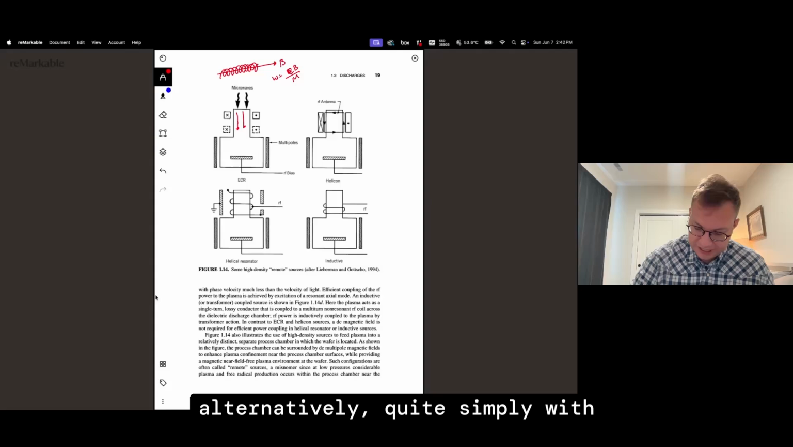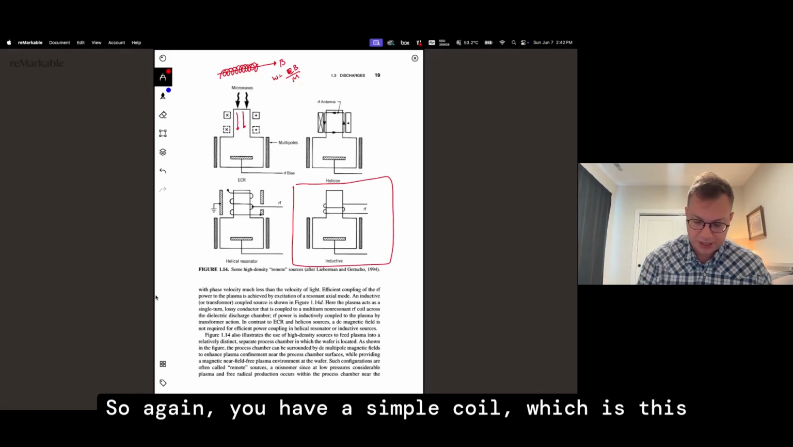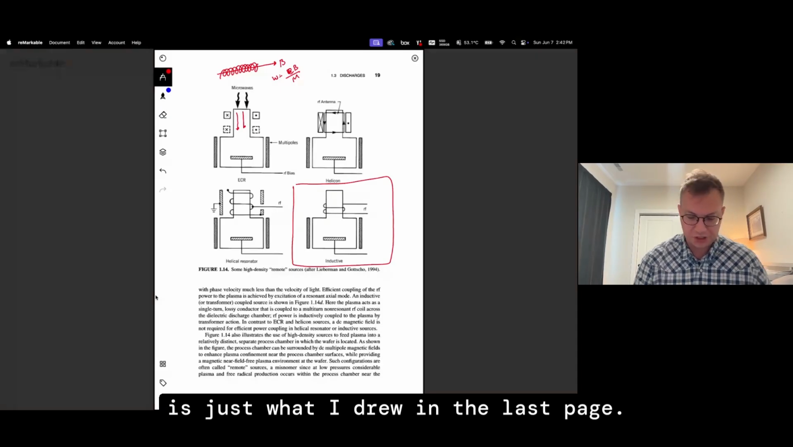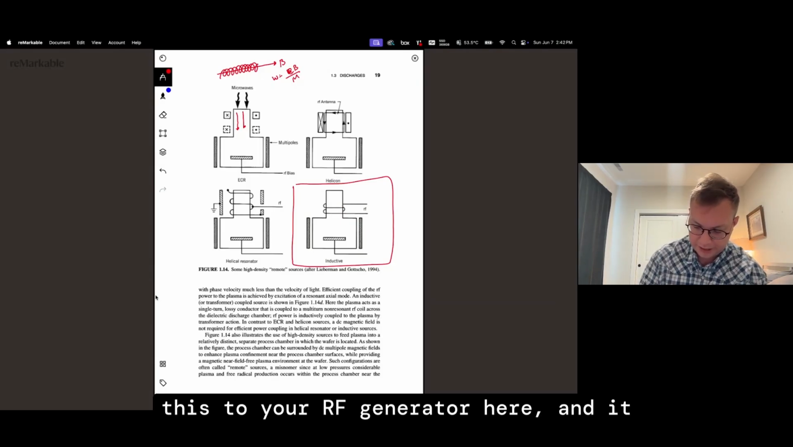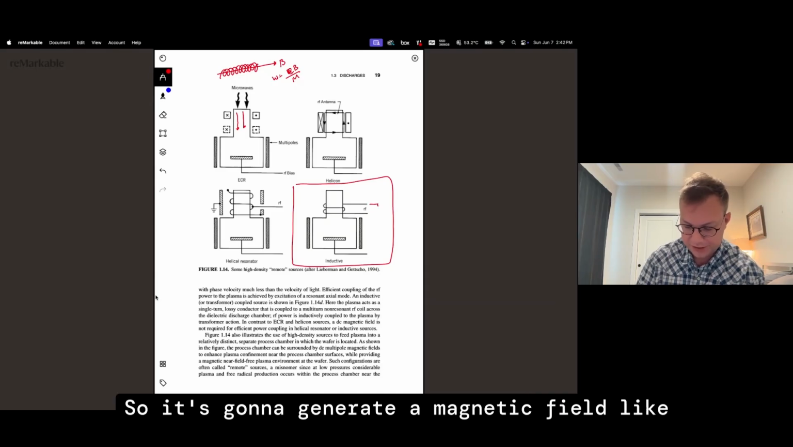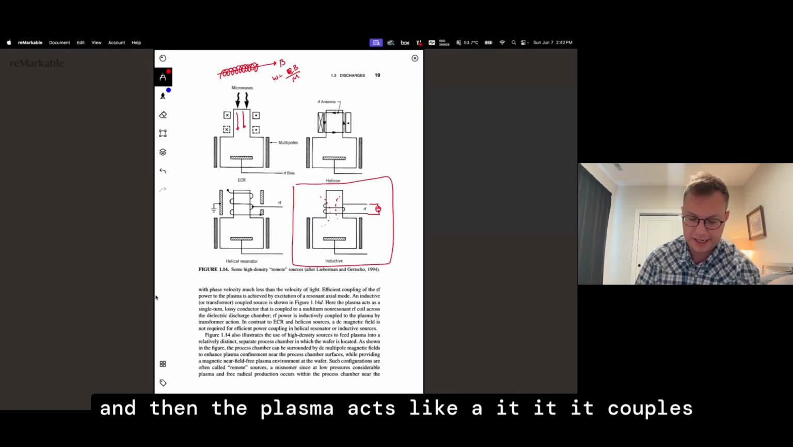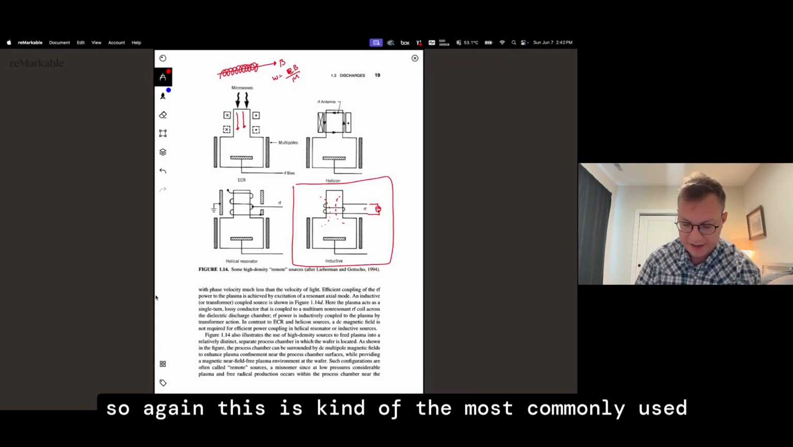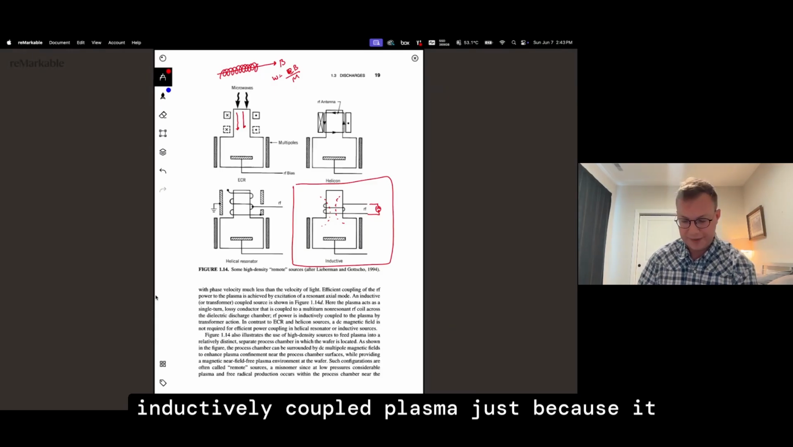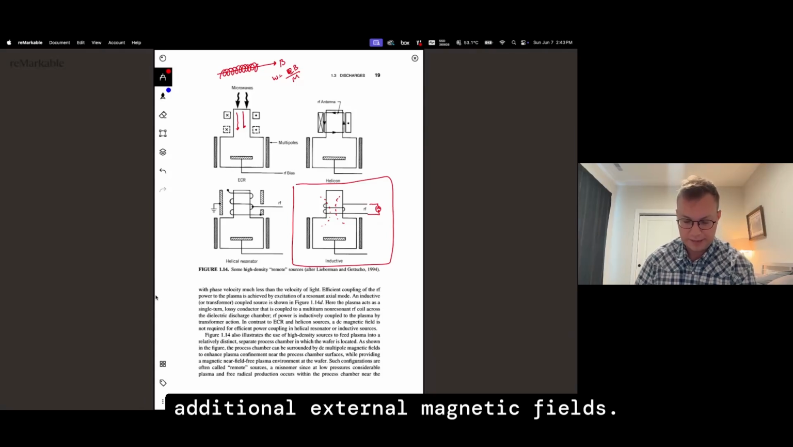Alternatively, quite simply, with no need of an external magnetic field, is just an inductively coupled plasma. So again, you have a simple coil, this is just what I drew on the last page. You connect this to your RF generator here, and it inductively couples. It's going to generate a magnetic field like this, and the plasma couples as if the plasma was a single wound transformer. So this is the most commonly used inductively coupled plasma, just because it doesn't require any of these additional external magnetic fields.